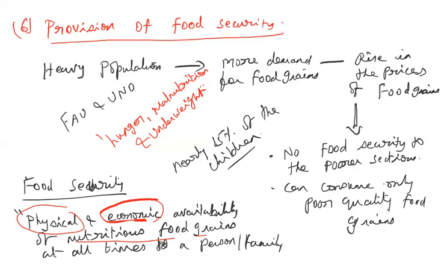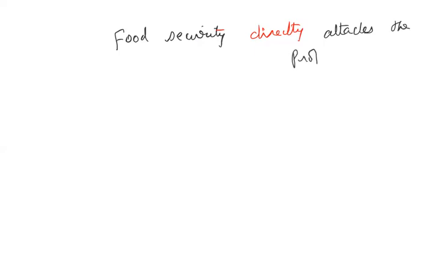So if there is food security, what are the other things? Food security directly attacks the problem of poverty, isn't it? How do you say they are poor? Because they don't have a sufficient amount of money income to purchase the food grains. They are not able to purchase the food grains, and they are not able to consume the required amount of food grains.